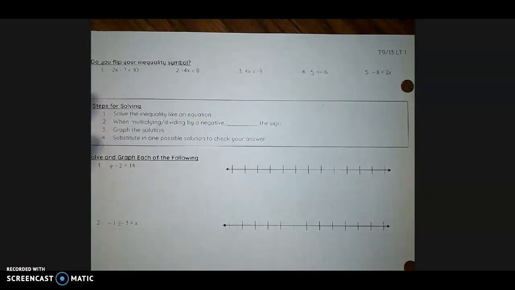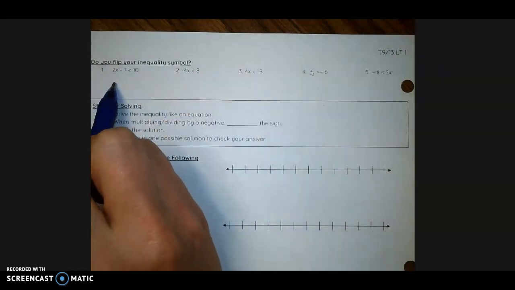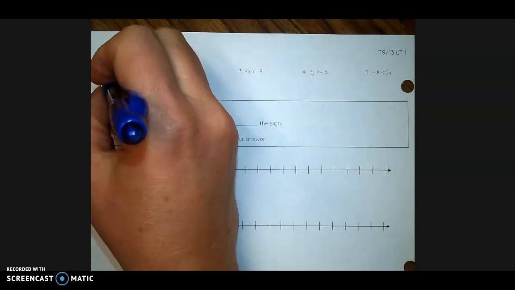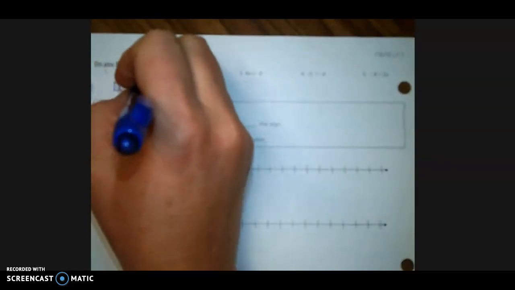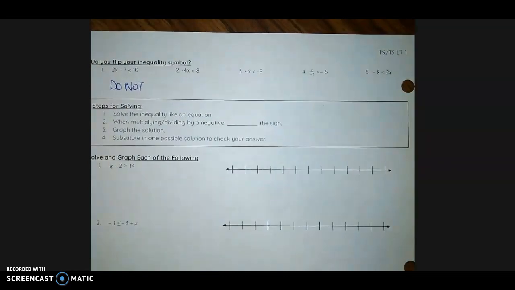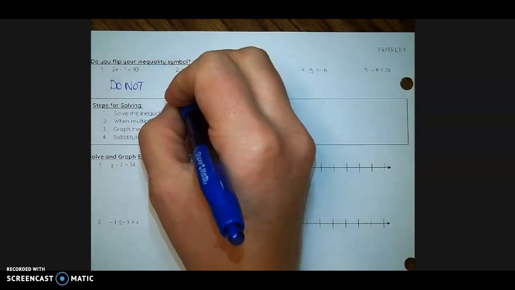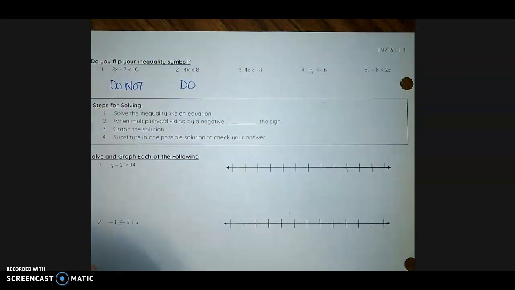All right, on the back here up at the top, all you're going to do is tell me yes or no on these first 4. So you don't have to actually solve them. So if I look at this equation, and I know it's a two-stepper, it's a cheat, but if I look at this equation, I'm going to end up having to do some division with a +2. Since I'm dividing by a +2, I do not flip my symbol. On this next one, I'm going to have to divide by a -4, so I do flip my symbol.